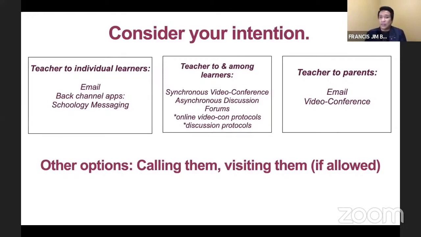Teacher to and among learners, this is what I've been telling a while ago. You can schedule video conferences to ask them how they are, not to deliver lectures. If you're delivering lectures via video conferences, you can just give them a short video or article where they can read what you will lecture. Instead, make use of video conferences to ask the students how they are. You could also have asynchronous discussion forums where you focus on processing their emotions, asking how they are. So you can have online video conference protocols or discussion protocols.